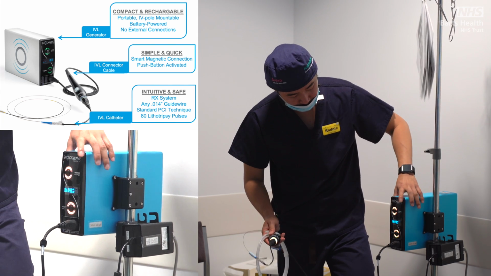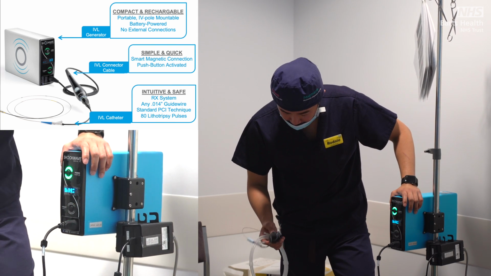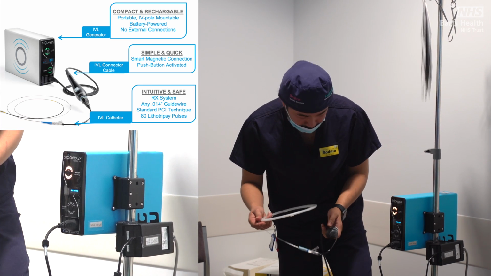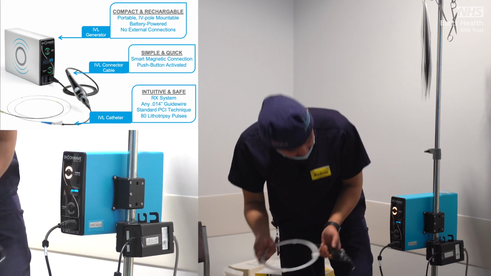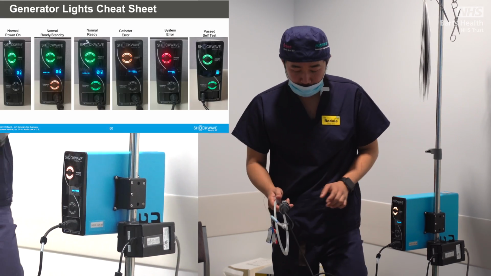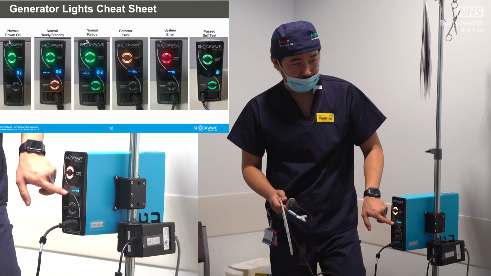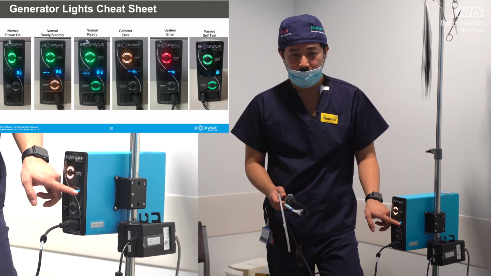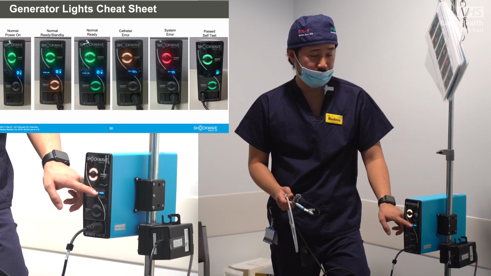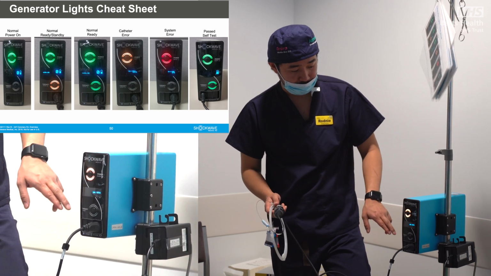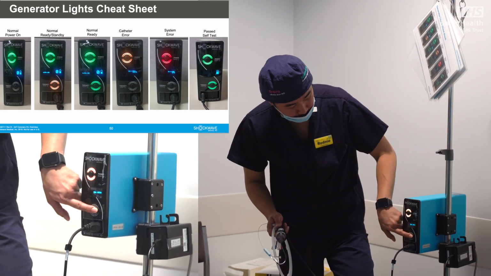So you turn this on. I don't know if it will detect this balloon. Oh no. So it says here, end of life of the catheter. Normally, once you connect, it will say how many pulses are left. So if it's new, it will say 80 pulses. And then once it's ready, this will turn green.